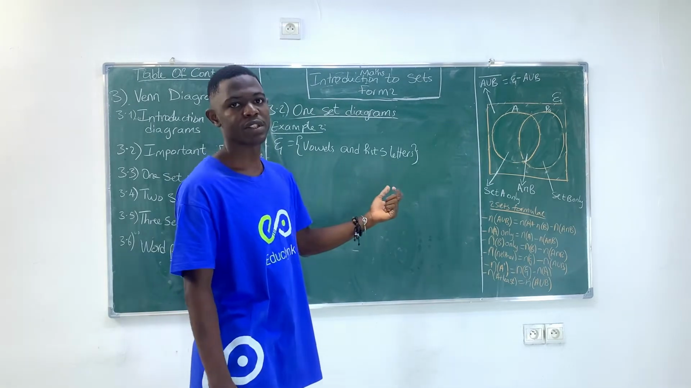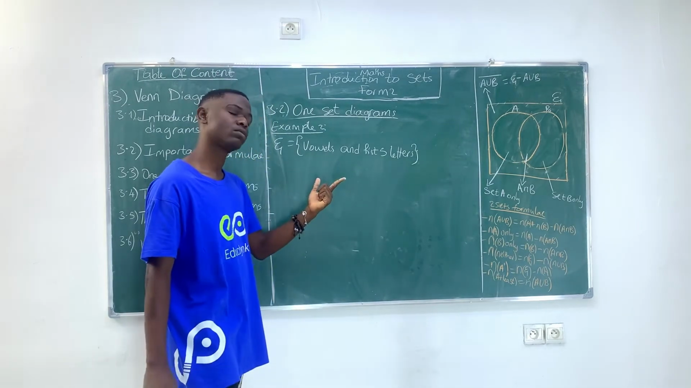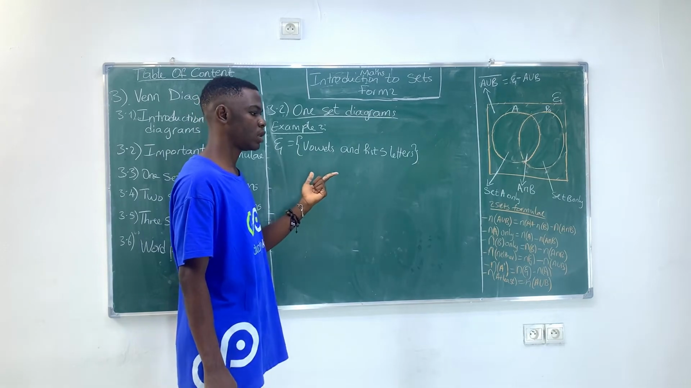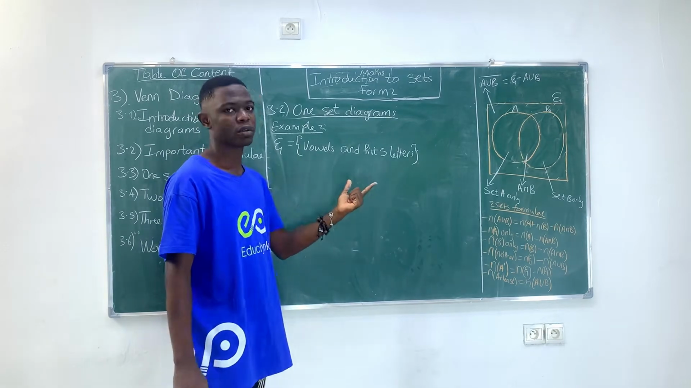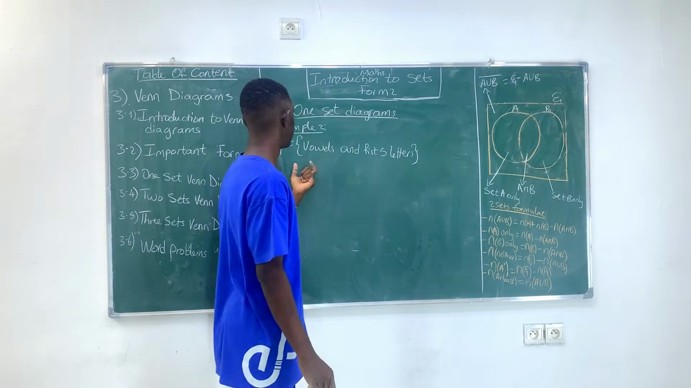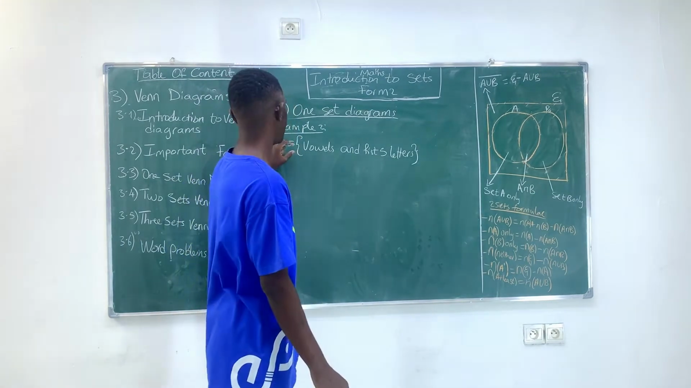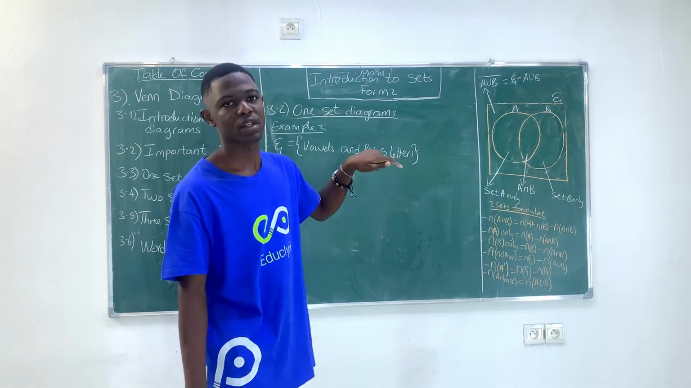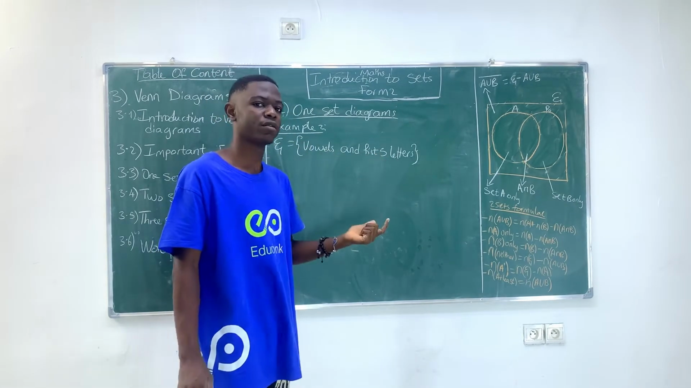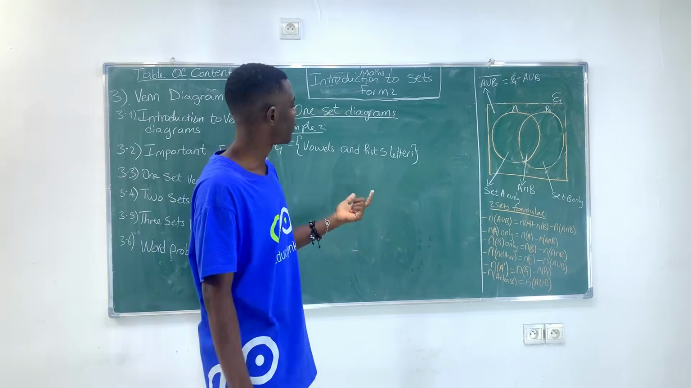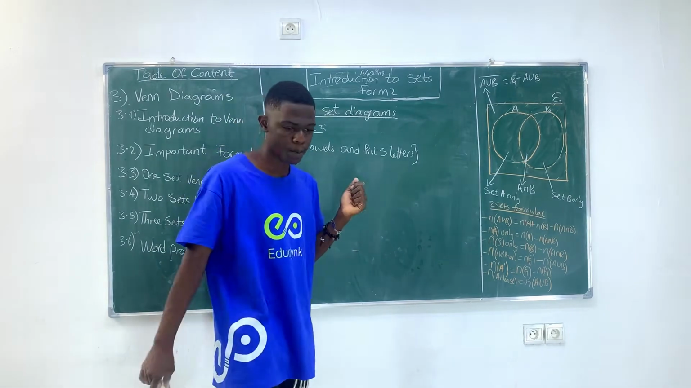So here is the second way of describing sets, which is a descriptive method. You see here, you are not given exactly the members of the set. You have to derive it yourself. So what I'm giving you is a description of the set.